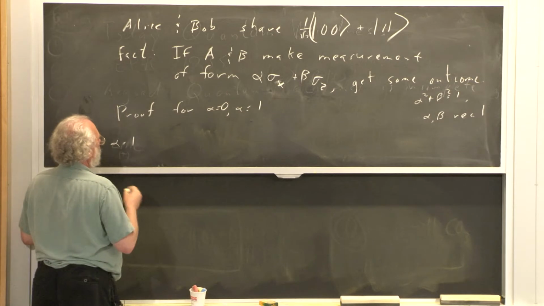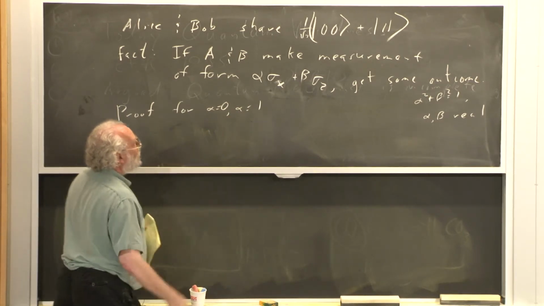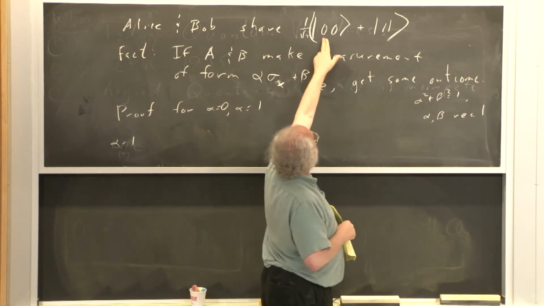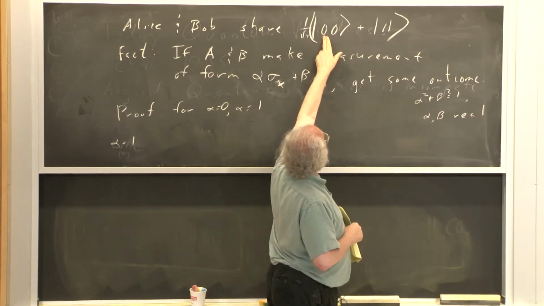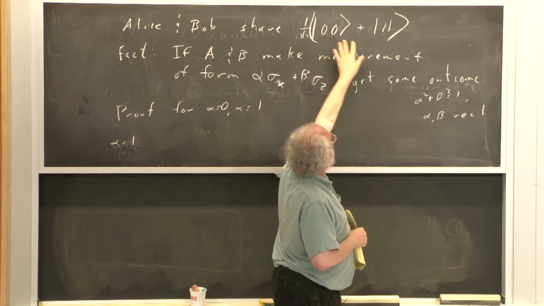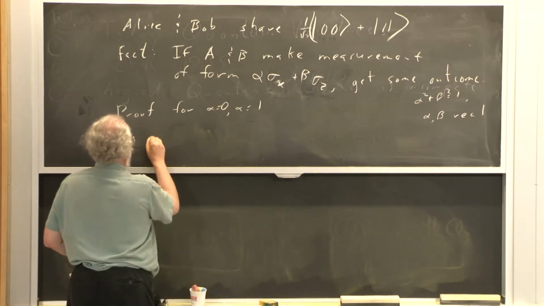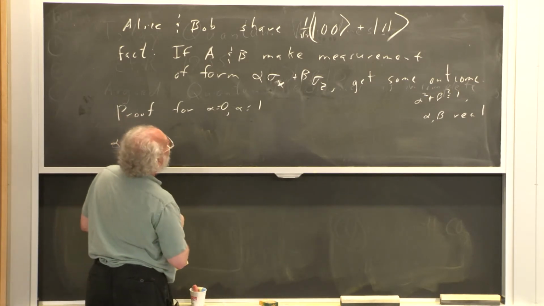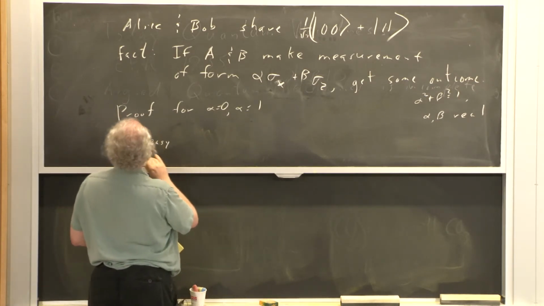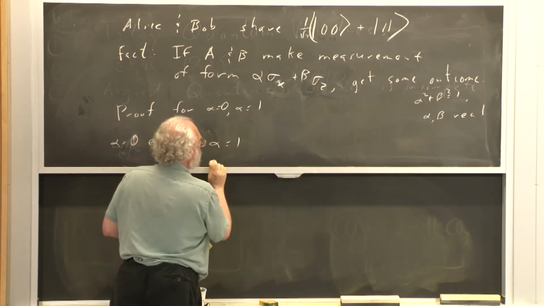Alpha equals 1, that's sigma z, and they're just measuring in the 0, 1 basis, which means they either both get 0 or they both get 1. No, wait, alpha equals 0 is easy. Alpha equals 1.